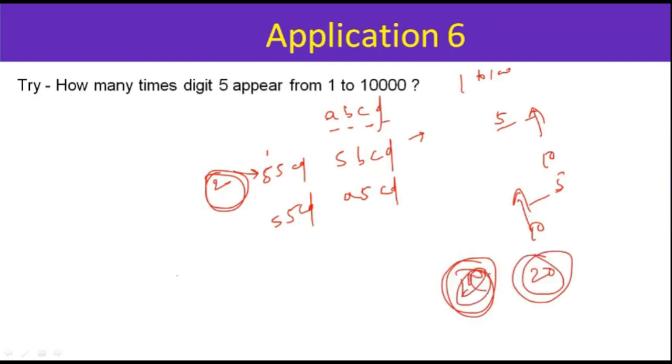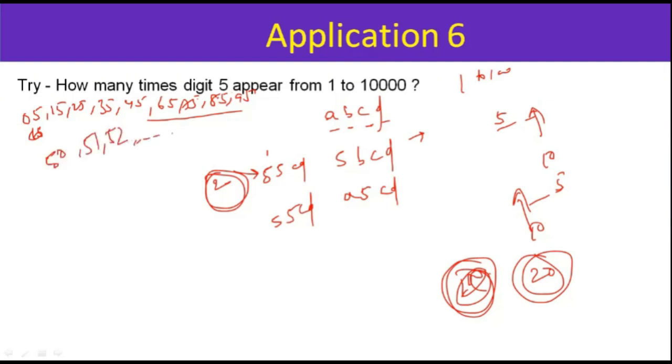Now, if I have to go and cross check this, what would be those cases? 05, 15, 25, 35, 45. Let's forget 55 for now. 65, 75, 85 and 95. These cases, right? Did I miss anything? Correct. Then what are the other cases? 50, 51, 52 till 59.